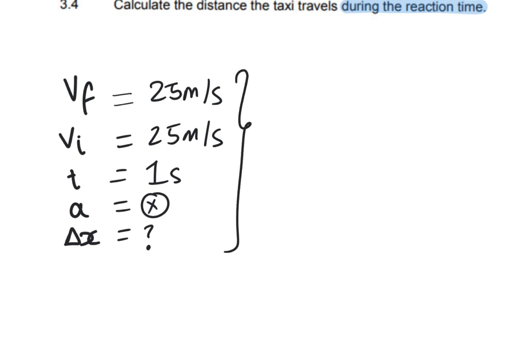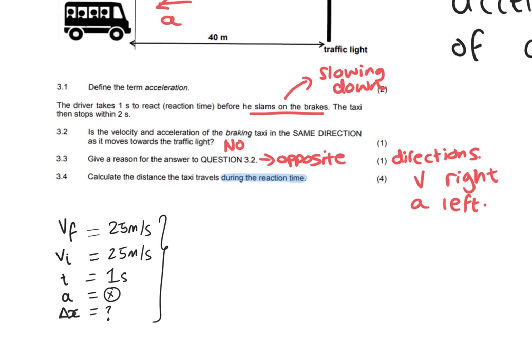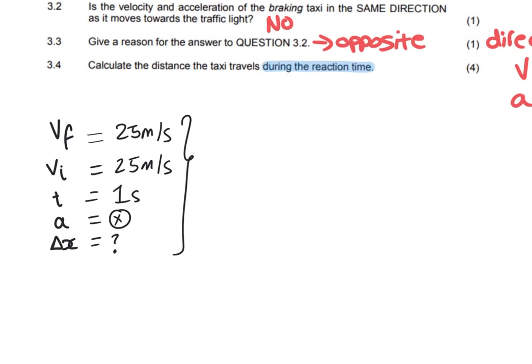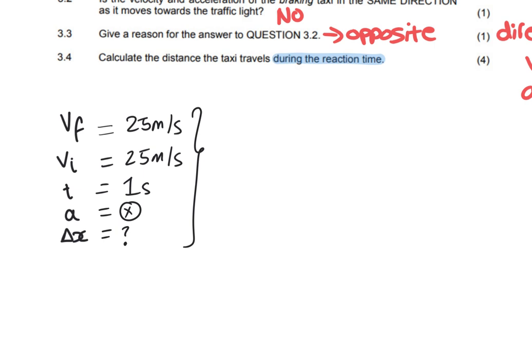Okay, so let's evaluate why these values are the way they are. So the question says the distance traveled during the reaction time. So reaction time means between the time he saw the light and the time he decided to put the brakes on, to slam the brakes, right? So he didn't slam his brakes yet. His velocity didn't change yet, and therefore his velocity is still 25. It didn't change yet because he didn't press the brakes yet, because he didn't react in time. So we're just looking at this 1 second, where he was still traveling at 25 meters per second.